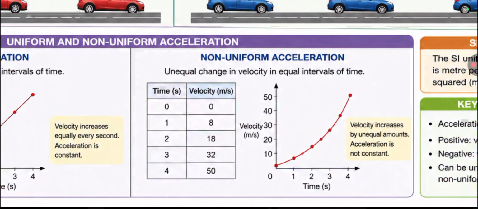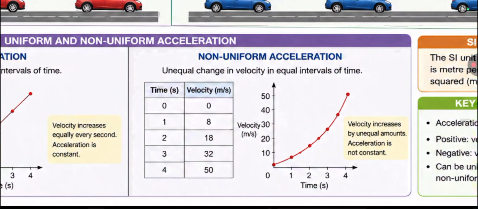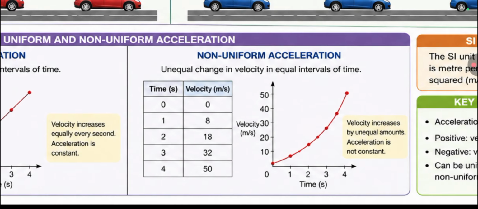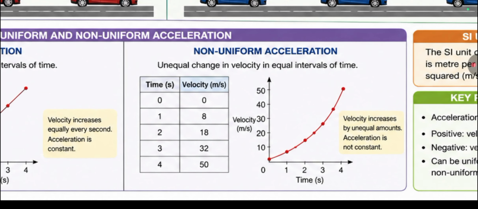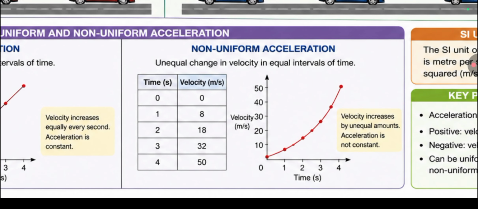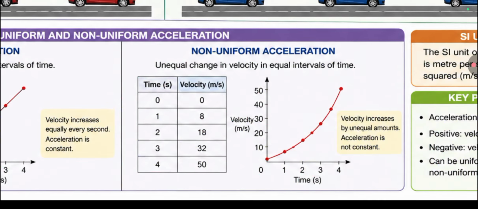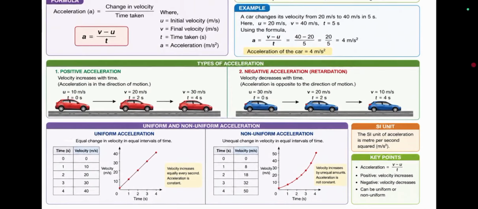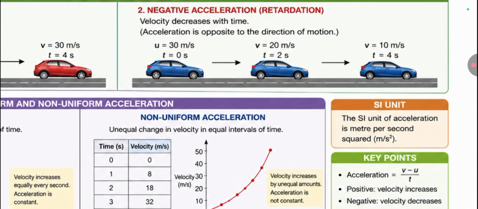Here the time intervals increase uniformly, but the velocity does not increase uniformly. So the graph is a curve in this situation. Velocity increases by unequal amounts, so acceleration is not constant. This type of acceleration is called non-uniform acceleration. The SI unit of acceleration is meter per second square.